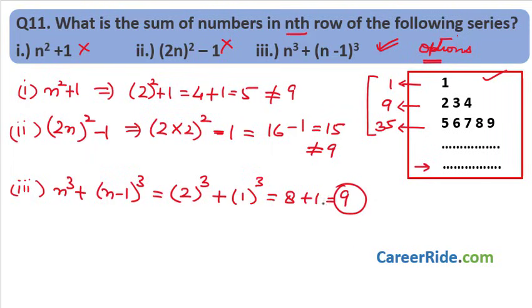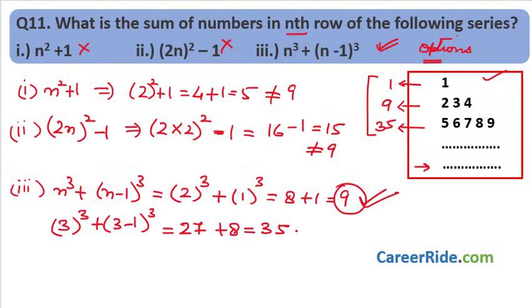So for the second row, this option satisfies my conditions. But I want to be doubly sure, so let me try it for the third row also. Third row means n is 3: 3 cube plus (3 minus 1) whole cube. 3 cube is 27, 27 plus 8 is equal to 35. Fantastic. This meets the requirement for the third row also. It means option number 3 given to me is my correct answer.